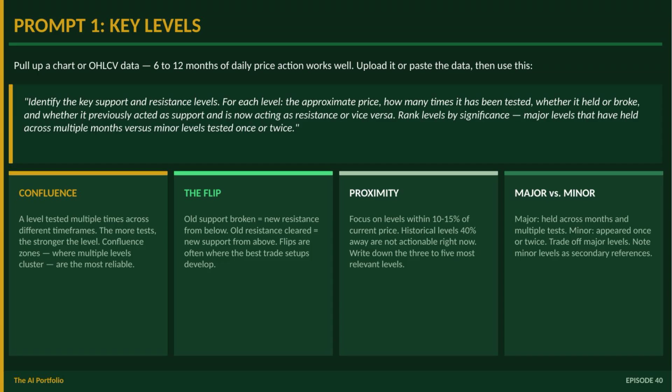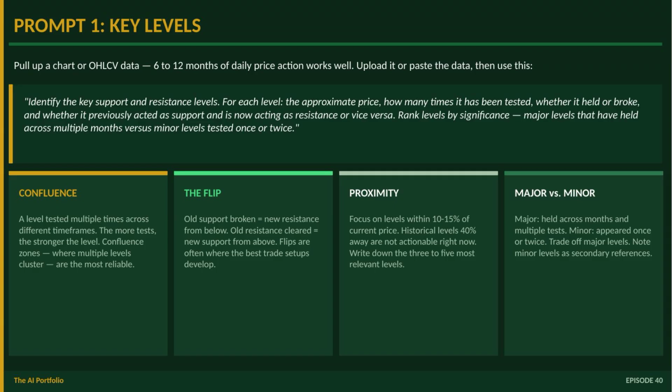Prompt 1 is about identifying the map before you make any trading decisions. Pull up a chart for the stock you want to analyze. 6 months to 1 year of daily price data works well. Take a screenshot or export the OHLCV data into a table. Then use this prompt. Analyze this chart and identify the key support and resistance levels.